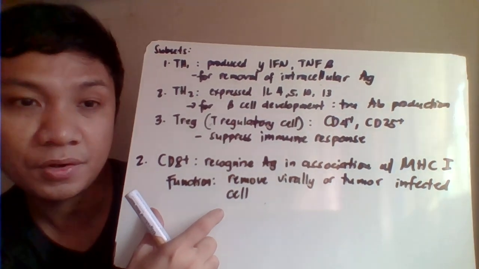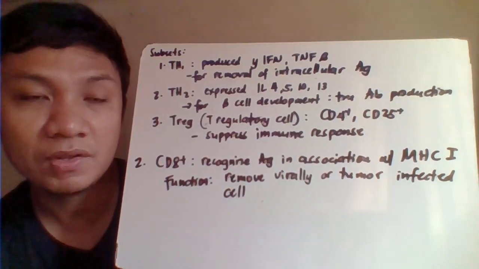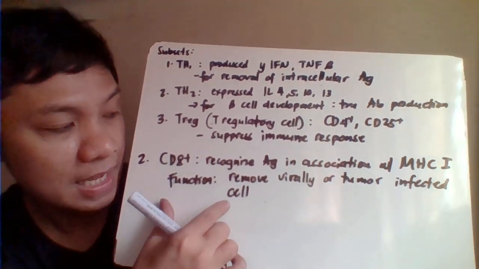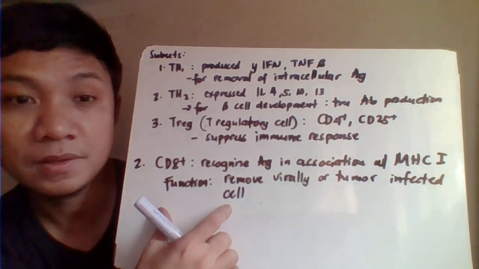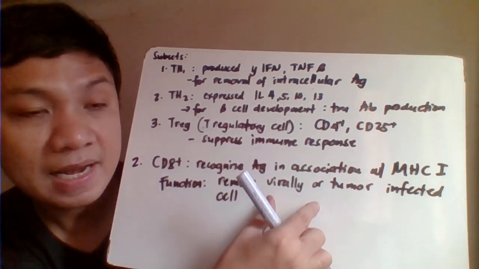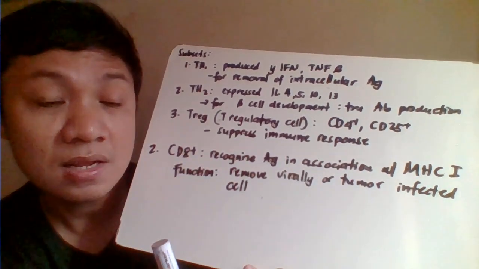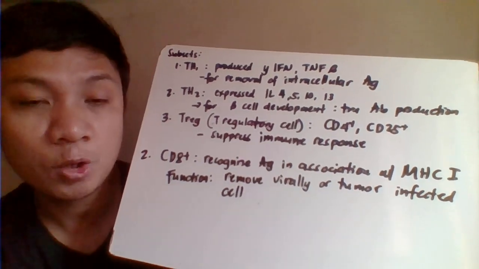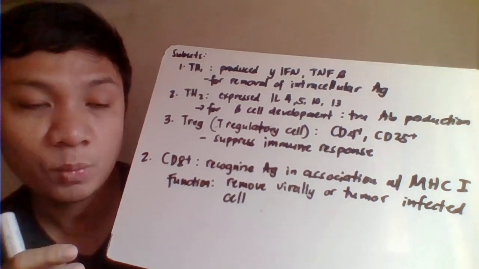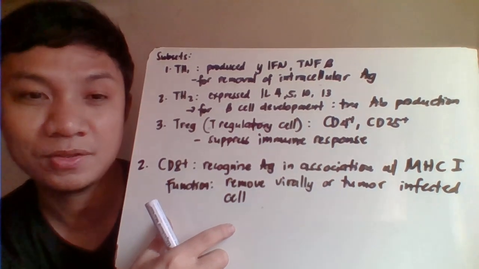Another one, we have your CD8 positive. This is your T cytotoxic, or T suppressor. This one recognizes the antigen if it has been associated with your MHC class 1. Basically, your CD8 positive, or the T cytotoxic suppressor, can kill specifically your virally infected cells, so cells infected by a virus, or a tumor cell, provided that one is in association with MHC class 1 for it to be killed. If there is no MHC class 1, it will not be removed or killed by our T cytotoxic.